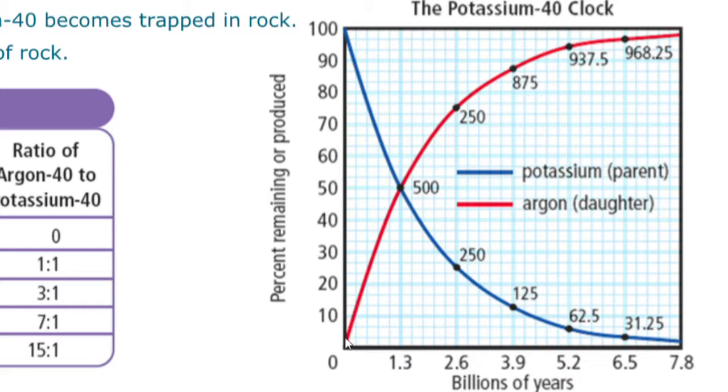Originally we start with 0 argon. Our sample is all potassium. And then after a little bit of time happens, we end up with argon being produced. And then at 1.3 billion years, we have 50% of our original sample decayed, so we have a 50-50.